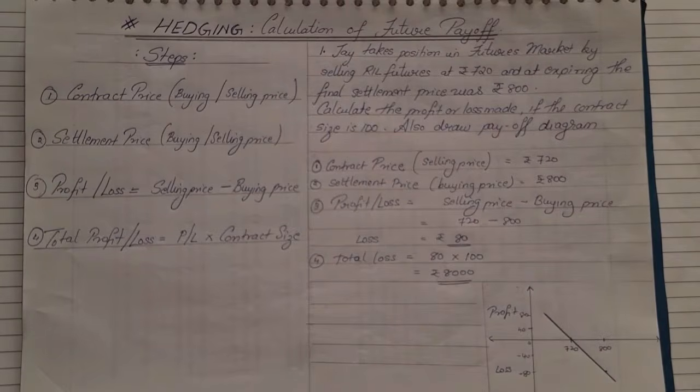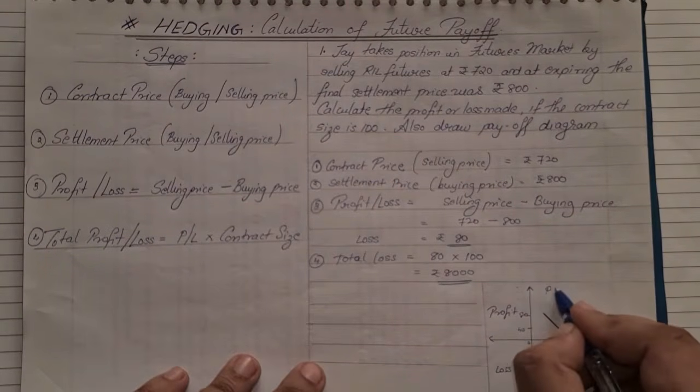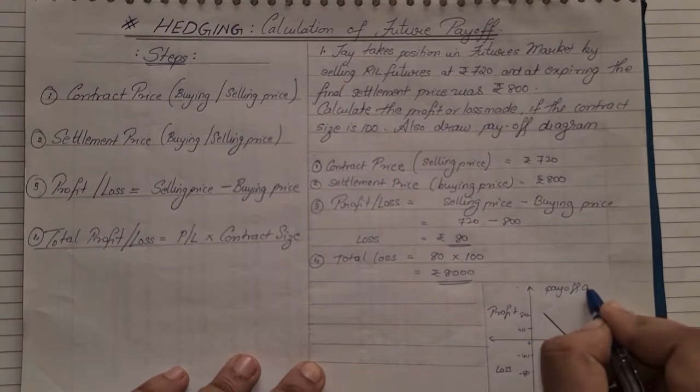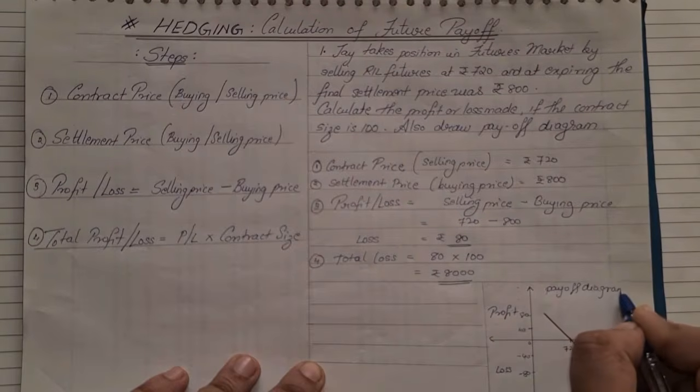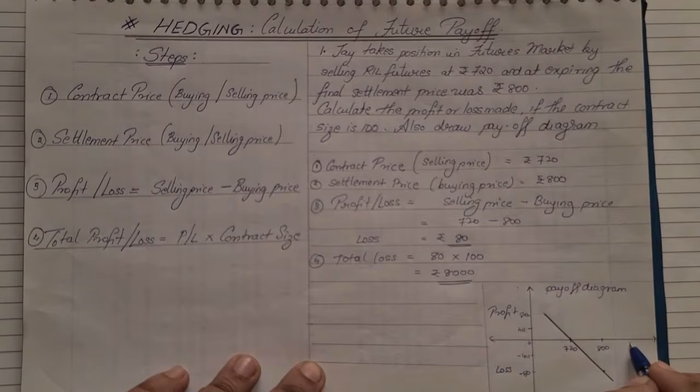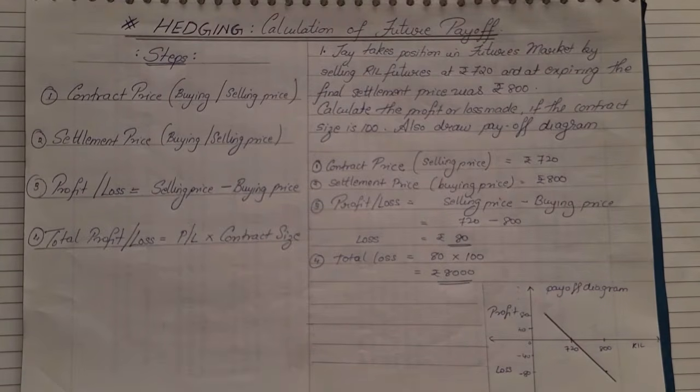So here is our payoff diagram done. This is my payoff diagram, and this was based on Reliance Future. So this is how we have to draw the payoff diagram. Very simple. Now this was the first sum. Now we'll jump to the second sum, where we'll learn what happens if there is both buy and sell in the same sum. I hope everyone has understood the very first sum. Now we're going to start with the second sum.